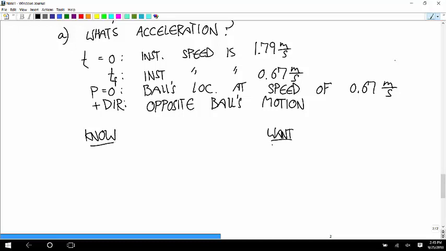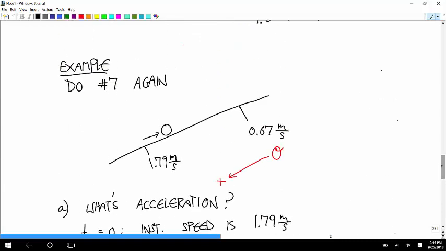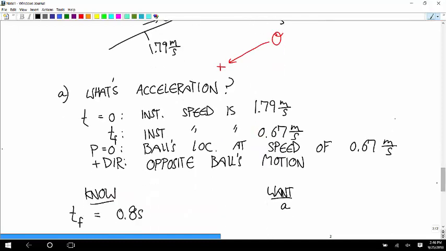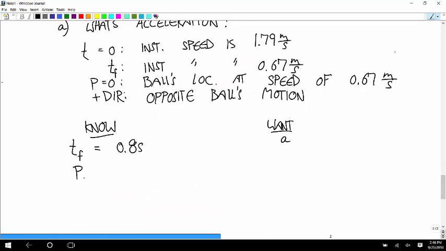Okay, so do we know time final? Yeah, that's given. Time final is 0.8 seconds. Acceleration is what we're trying to find. The initial position. So what's the position of the ball when time is equal to 0? Last time we did it, it was equal to 0. This time, it's some unknown distance in the positive direction from the 0. So we don't have an answer for that. But if we can find the acceleration without getting that, that's fine. P final now is the one that's equal to 0.